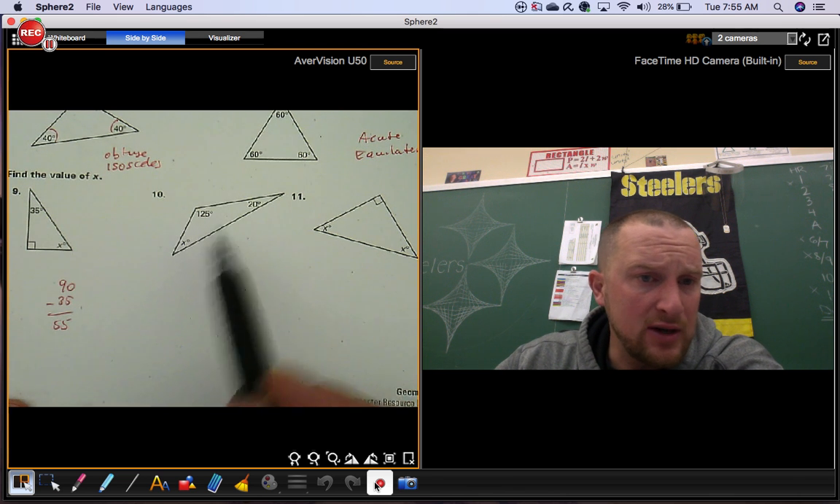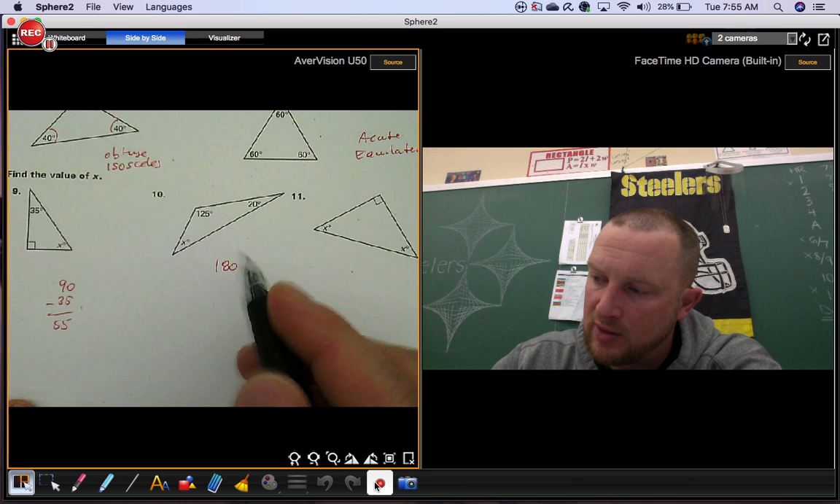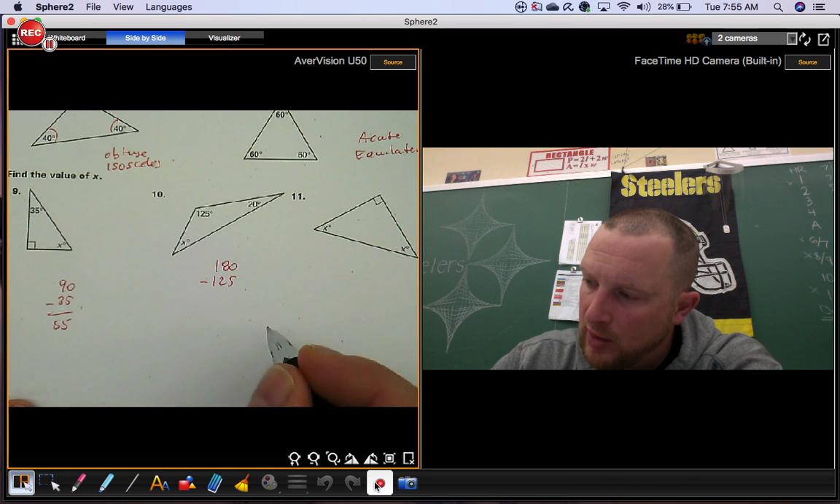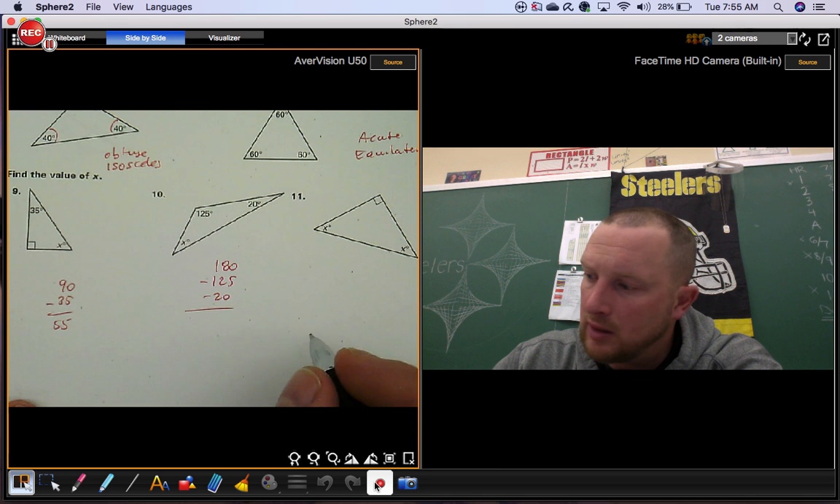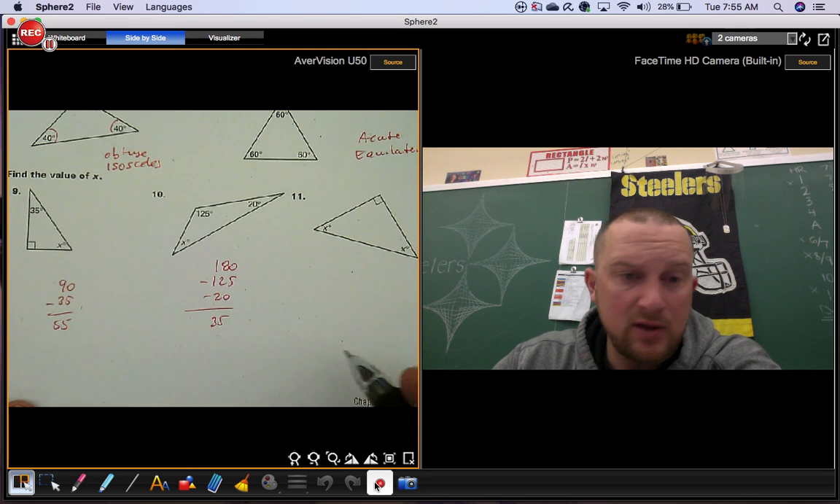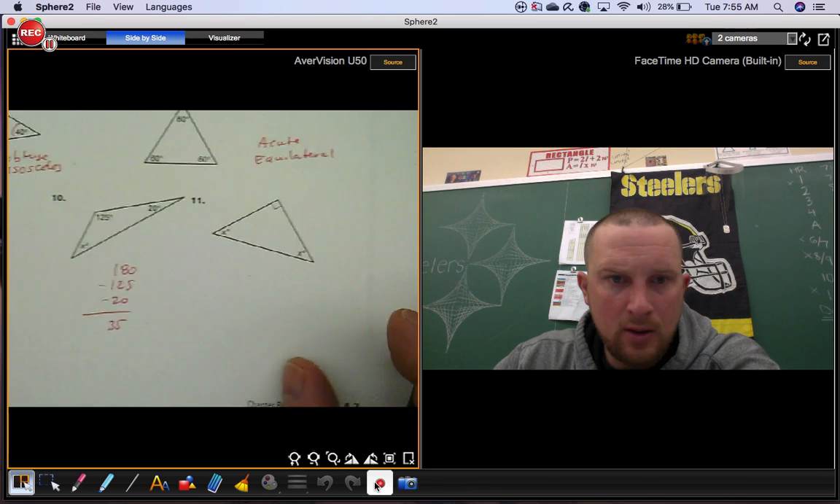In this one, it's not a right triangle, so you can't use that little shortcut, but you could do the triangle angle sum theorem, 180 total, take away 125, take away 20, that gives you 35 left. This is 145 degrees. You need 35 more to get the 180.